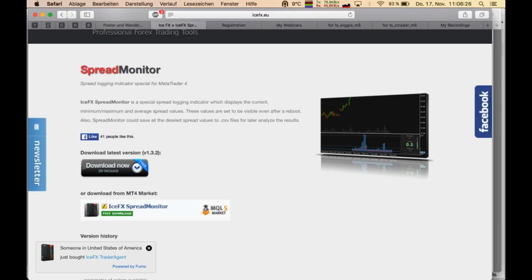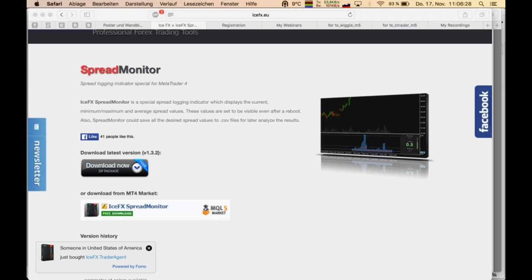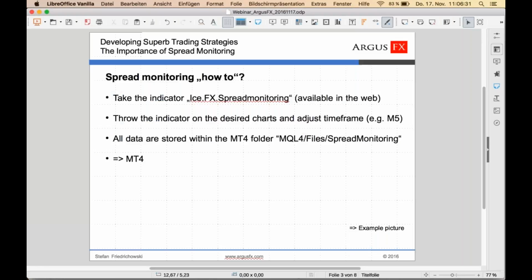How to install? I think I have shown it already during other webinars. If you have problems with that, once again, send me an email, and maybe we can do it together via Skype or TeamViewer, so I can help you if you want. So that indicator is available in the net, and what you have to do is, of course, install it, and then you simply throw that indicator on the desired chart, and you adjust the time frame to the time frame you want to monitor.